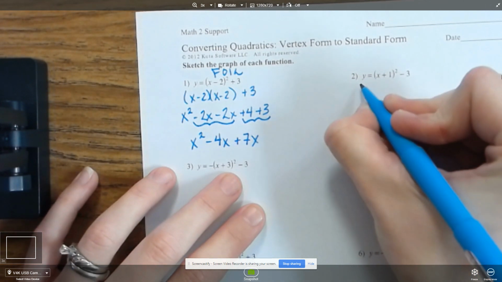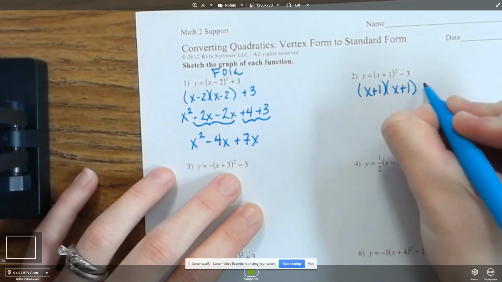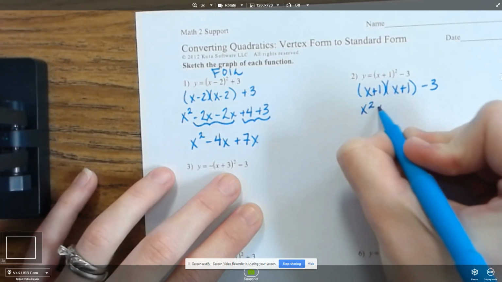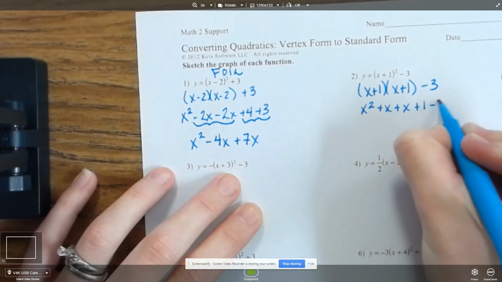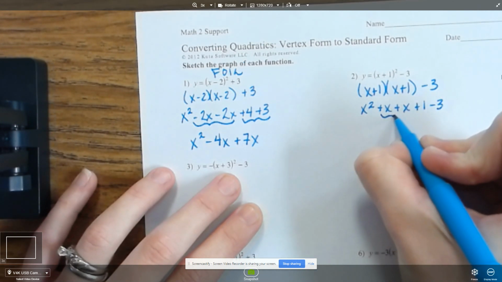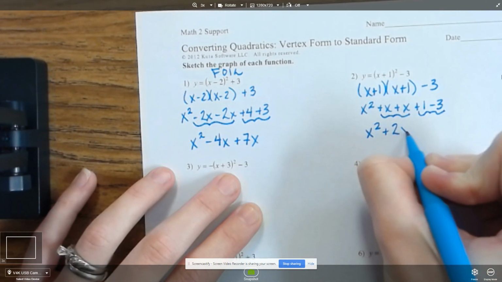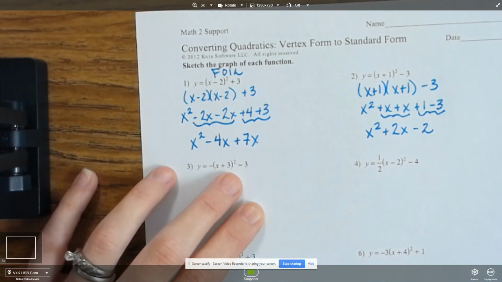So in this one, the same thing. We can FOIL what's inside those parentheses in being squared. So we would have x squared plus x plus x plus 1 minus 3. So x squared plus 2x, and then 1 minus 3 would give us a negative 2.